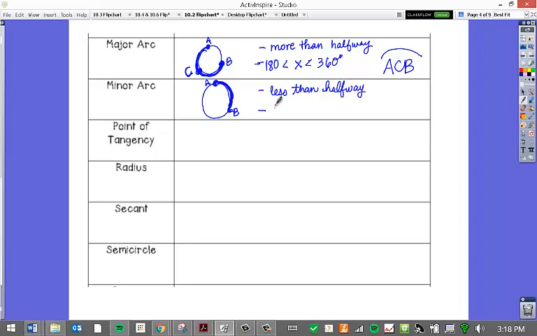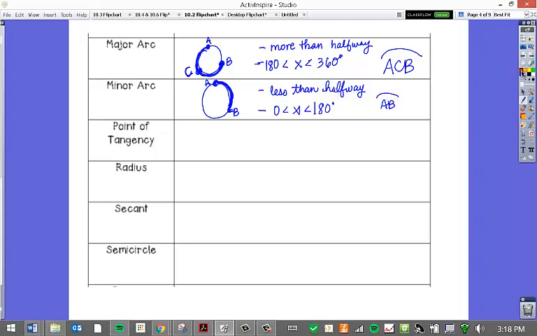And it's going to be greater than 0, but less than 180. So if it was 180, that would be halfway. And since it's less than halfway around, it has to be less than 180. So a minor arc, you can just use 2 letters. So this would be arc AB.